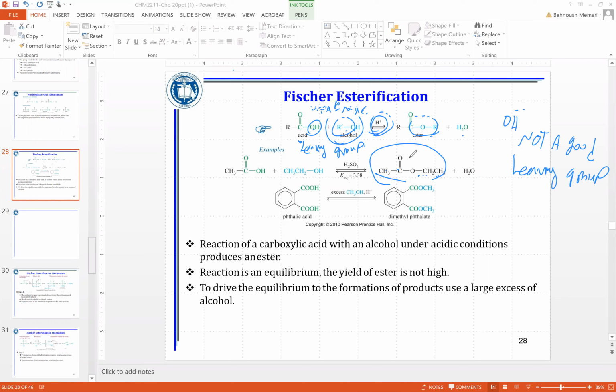One side of the molecule is coming from carboxylic acid and the other side of the molecule is coming from alcohol. So we combine the two together as the product. We have ester.